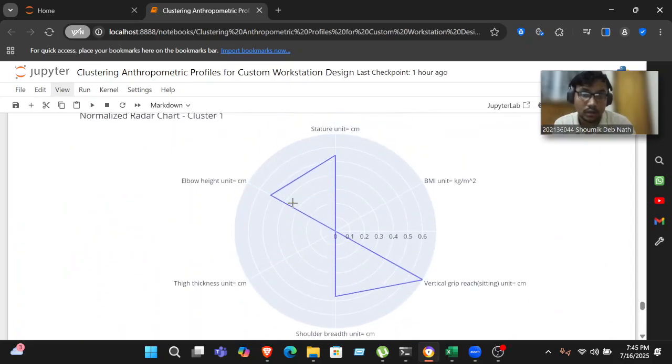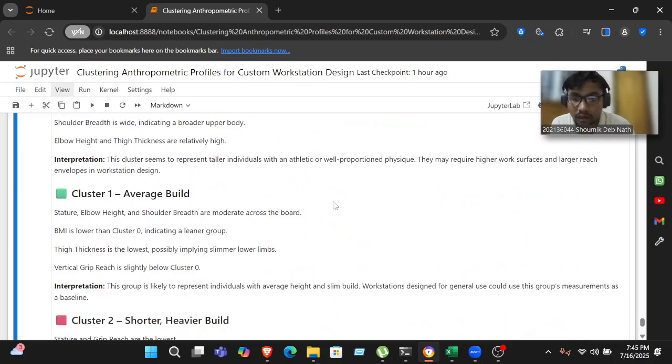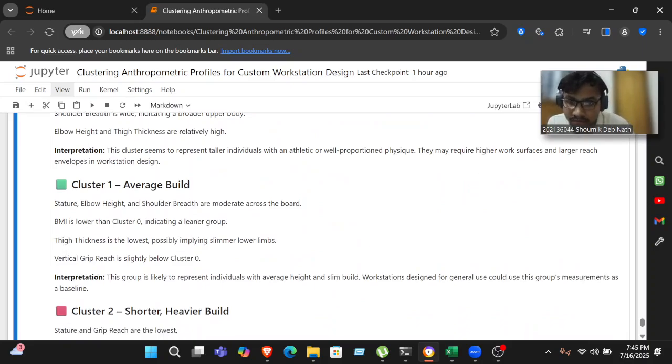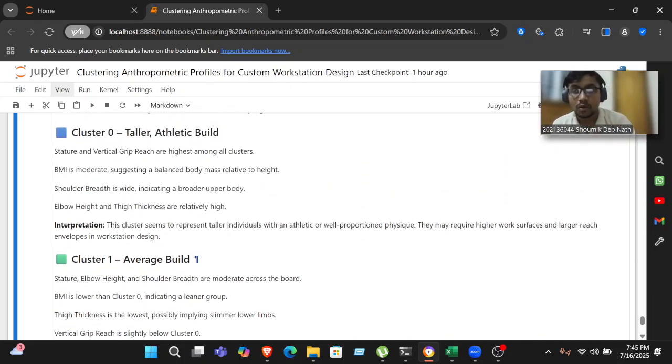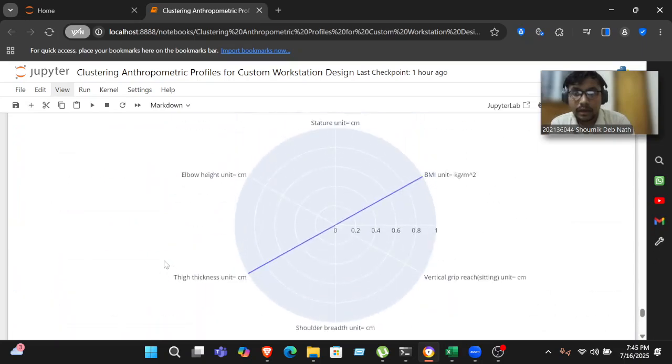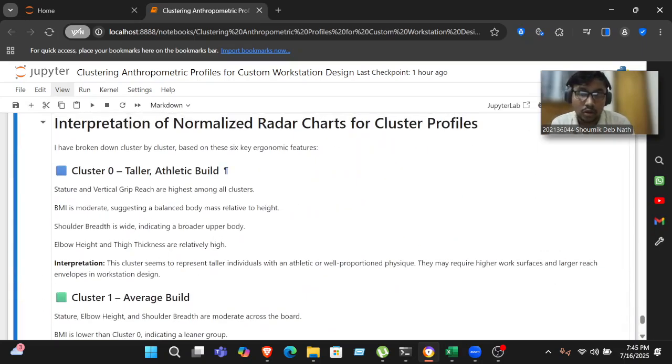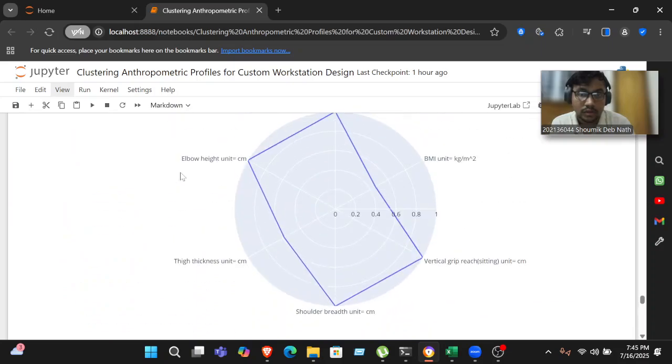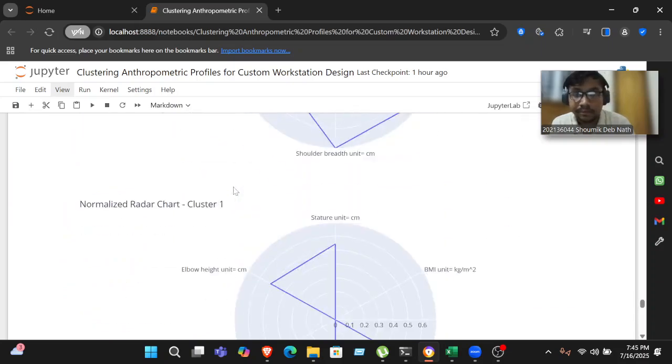Look at the assessment here in the chart. I've said that before about the thigh thickness. And the vertical grip reach is slightly below cluster 0. So overall, that's that. And cluster 0 was the taller athletic build, as you can see here.